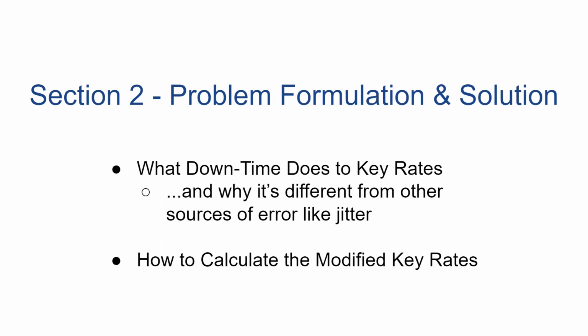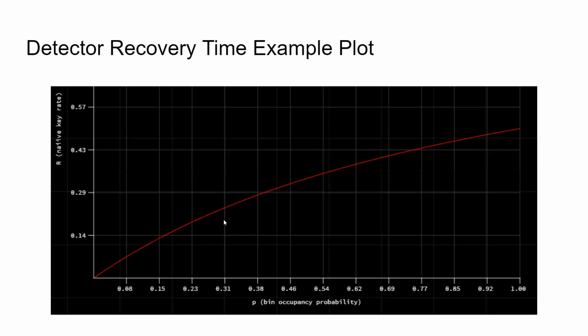We're going to be going over what downtime does to our key rates and how we calculate these modified key rates. To visually show what's going on, if we look at this plot, the x-axis represents p, and the y-axis represents R sub TOA. You can see here that as p increases, R sub TOA seems to rise and approach a constant value. So if you didn't know better, you might conclude that the best value of p for us would be as close to 1 as possible, which is the same thing as saying you want lambda p to be as high as possible.